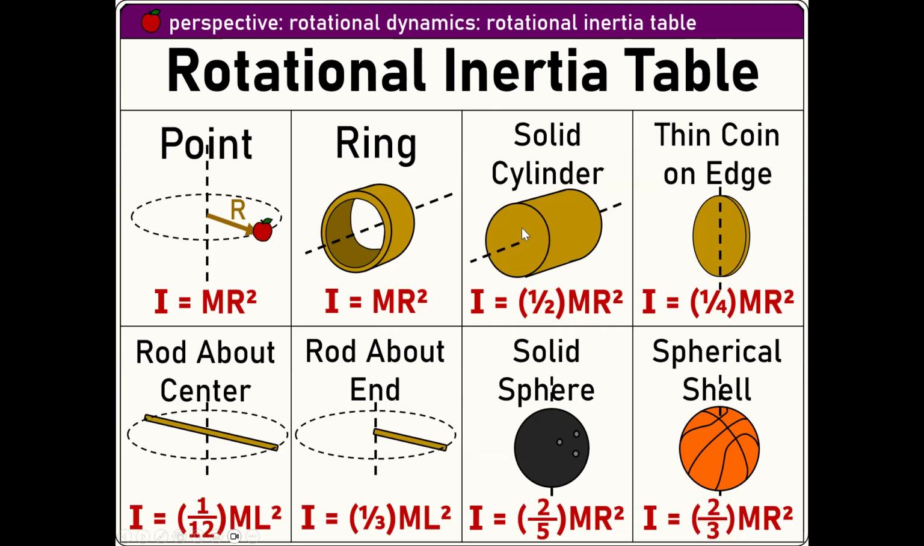Ooh, a solid cylinder. Now, solid cylinder, some of the masses out this location are, but not all of it. A lot of the mass is actually closer to the axis. So it's going to be less than mr squared. And if you run the calculus, it ends up being a factor of a half m r squared. Right? Cone on the edge, a quarter.